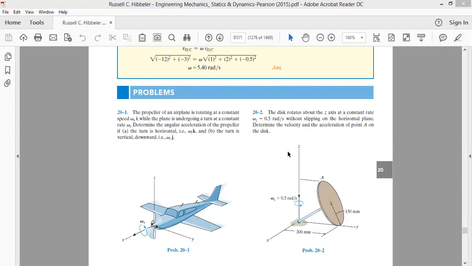The motivation behind this concept is not only clearing the doubts of students, but also to make students understand with the help of equations of kinematics why there is a gyroscopic effect in an aircraft. What I mean to say is, with the help of problem 20.1, I will explain what we mean by the gyroscopic effect in an aircraft.